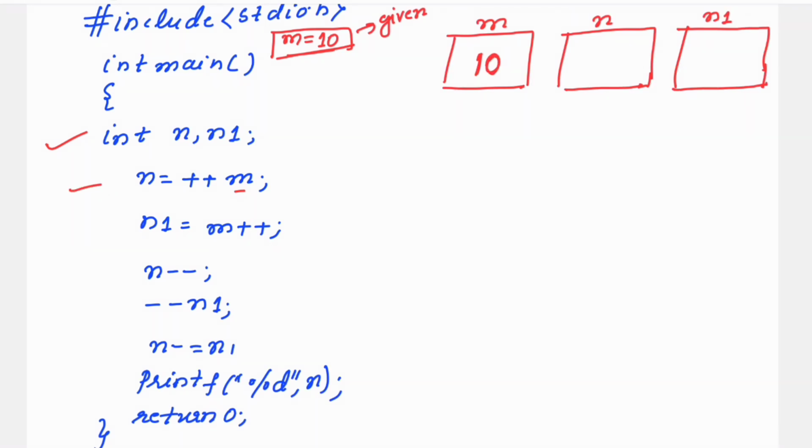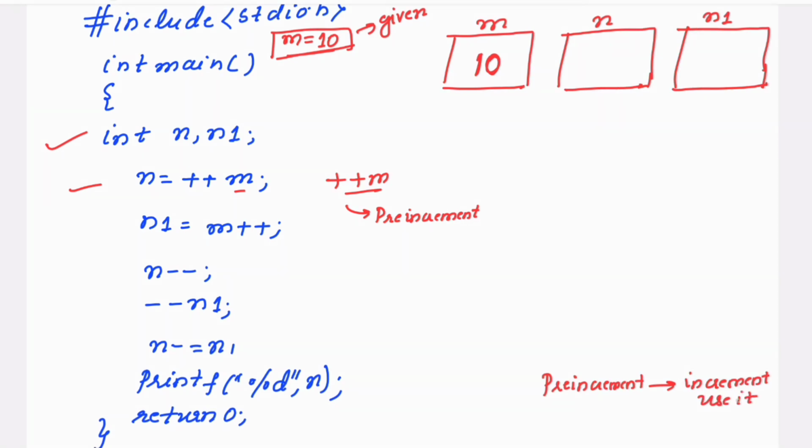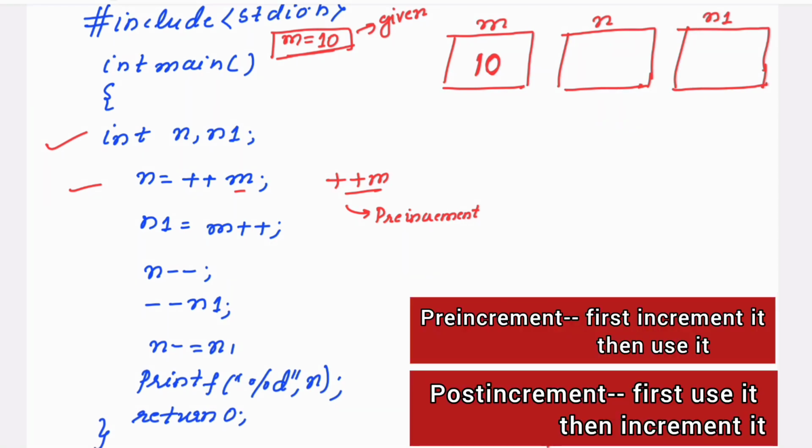Now let us see the next statement, n equal to plus plus m. Whenever you see plus plus first and then followed by the operand, then it is a pre-increment operator. In simple words, you remember the logic like this. Pre-increment is: first increment and then use it. I'll tell you what I mean by use it. If it is post-increment, first use it and then increment. The same thing you can apply to pre-decrement and post-decrement operators also.